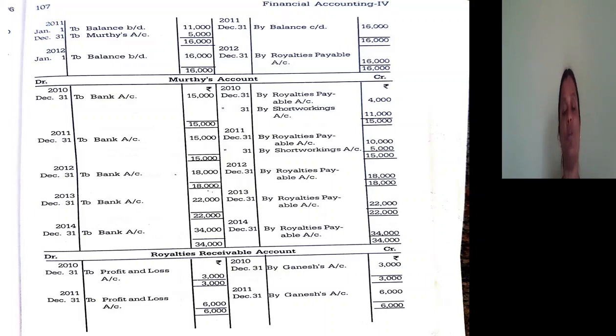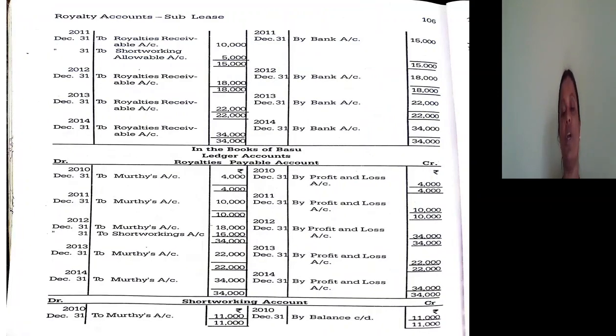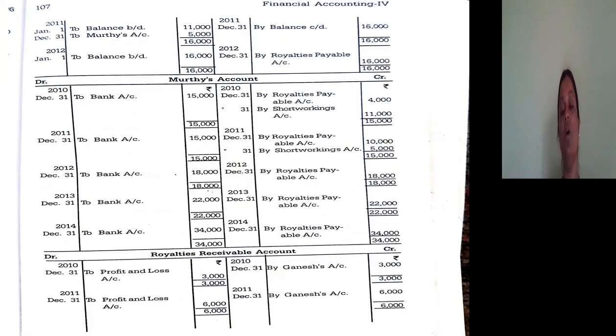Same entries need to be passed in 2014. Due entry, what is that? Royalty payable account debtor to Murthy's account 34,000 should be closed by transferring it to profit and loss account. In Murthy's account, in the books of lessee only, royalty payable account debtor to lessor account 34,000. So to bank, how much?